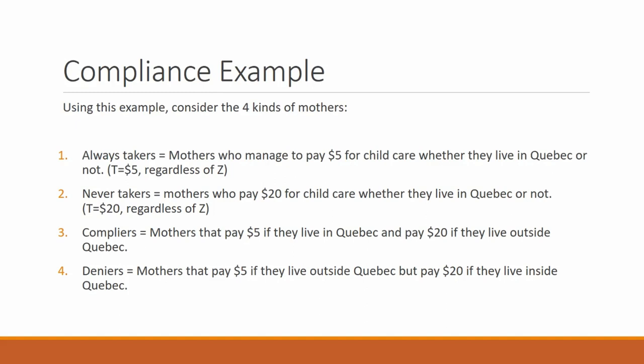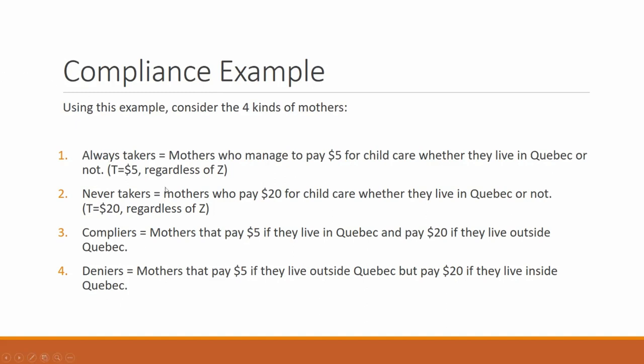Compliers are the ones that we typically think of in assessing the impact. Compliers are the ones that are affected by the instrument in the way that we would expect. Basically, they're the mothers who pay $5 when they live in Quebec and they pay $20 when they don't. And then there are deniers. Deniers are mothers that pay $5 if they live outside Quebec and they pay $20 if they live inside Quebec. Deniers don't really seem to make very much sense. Especially in this context, a denier is a mother that pays $5 when they live outside Quebec, but they pay $20 when they live inside Quebec. That would be very strange.